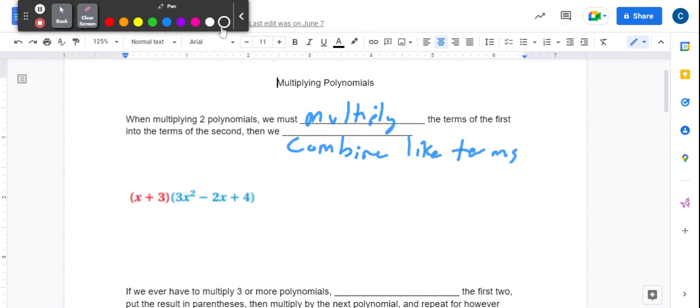So if we have this polynomial right here, x plus 3 times 3x squared minus 2x plus 4, we need to multiply the x with the 3x squared, the 2x, and the 4. Okay, so we'll distribute the x through the 3x squared minus 2x plus 4. So x times 3x squared is 3x cubed. X times negative 2x is negative 2x squared. And x times 4 is 4x.